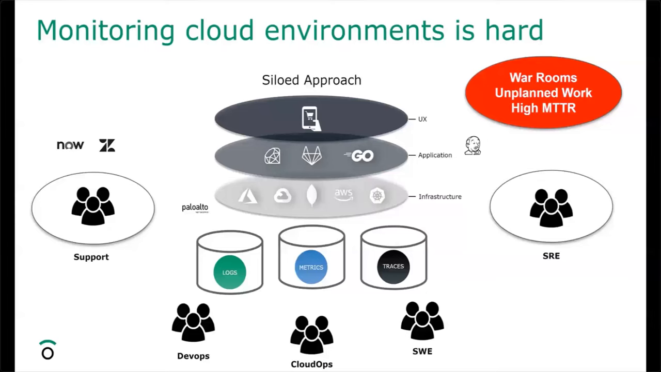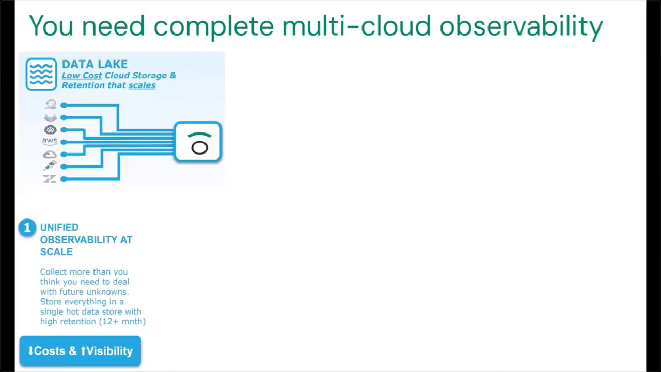So at Observe, we learned these hard lessons and we built a platform that is designed to address specifically the multi-cloud challenge. First and foremost, we believe that what you need is unified observability at scale. In the modern architecture, you need to collect more data than you think you need. And the reason for it is because you want to have the possibility of dealing with future unknowns. If you have sacrificed a lot of your data, if you decided not to collect it, and you get hit by an issue, you might simply not have the telemetry. And at that point, you're stuck because you cannot go retroactively and retrieve it.